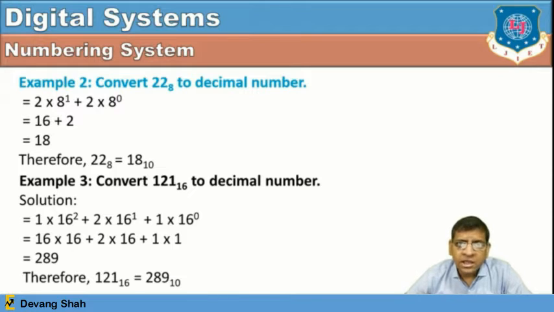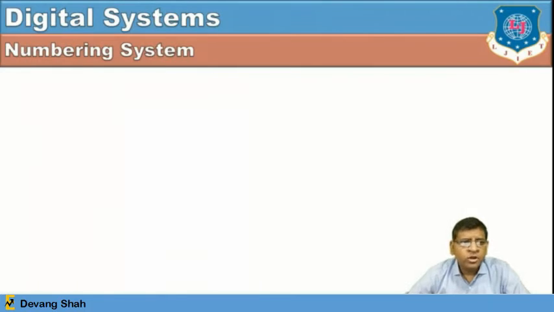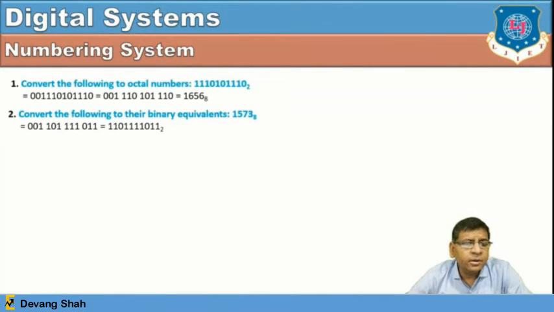So for any base numbering system, if you convert into decimal, the method is the same, right? You must start with the particular base number positions like 8, if it is octal to decimal, then 8 raised to 0, 8 raised to 1, 8 raised to 2, and so on. If it is hexadecimal to decimal, then 16 raised to 0, 16 raised to 1, 16 raised to 2, likewise, right? So further we have to convert this binary number into octal number.